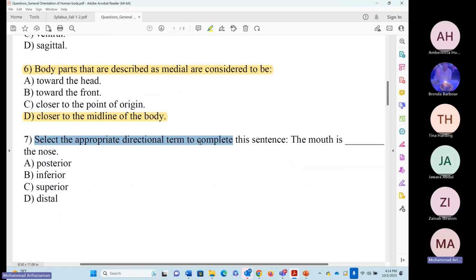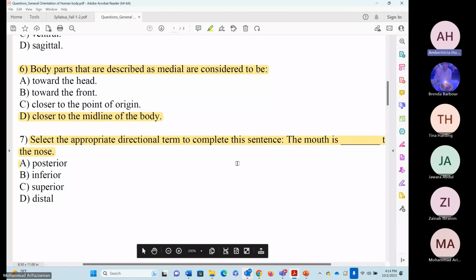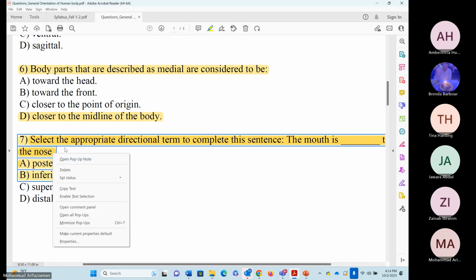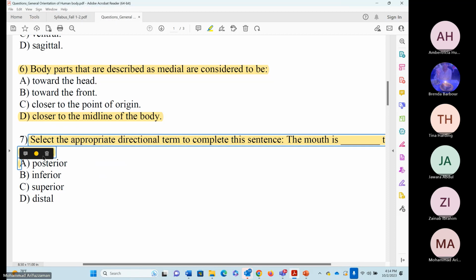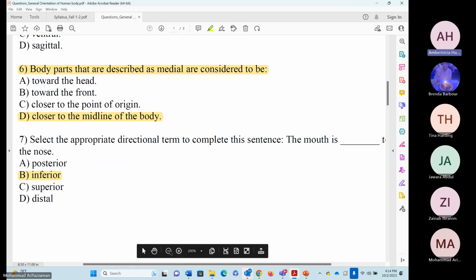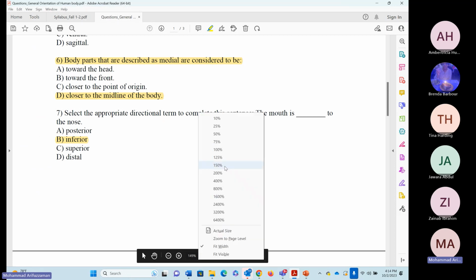Select the appropriate directional term to complete this sentence. The mouth is blank to the nose. Inferior. Mouth is inferior to the nose. Correct. So the answer is inferior. What is inferior? Below or under. Inferior means under, correct.